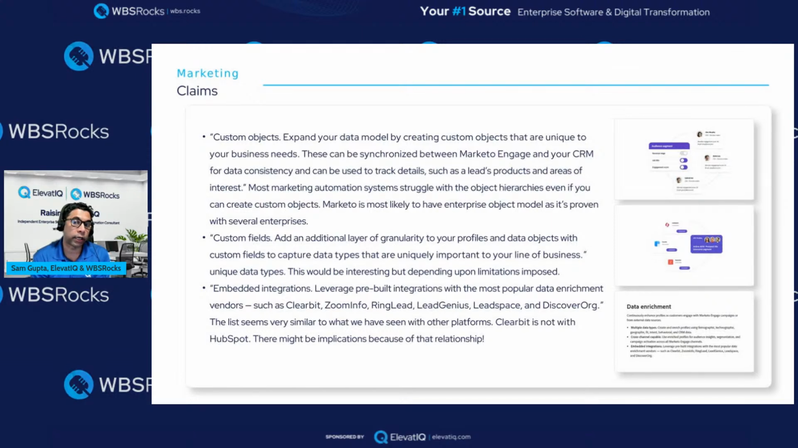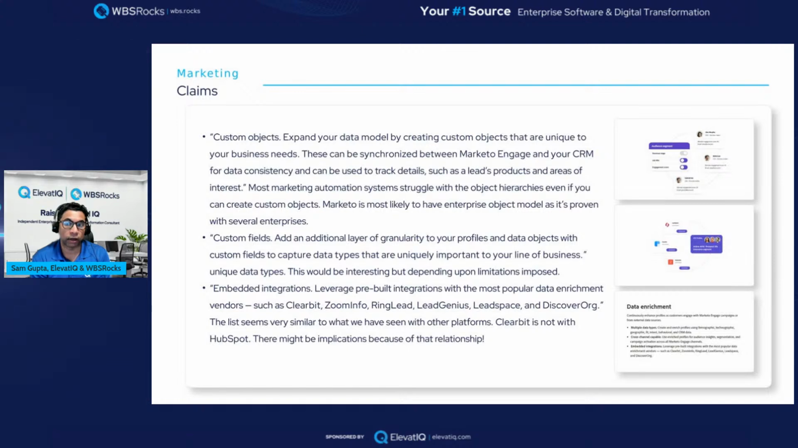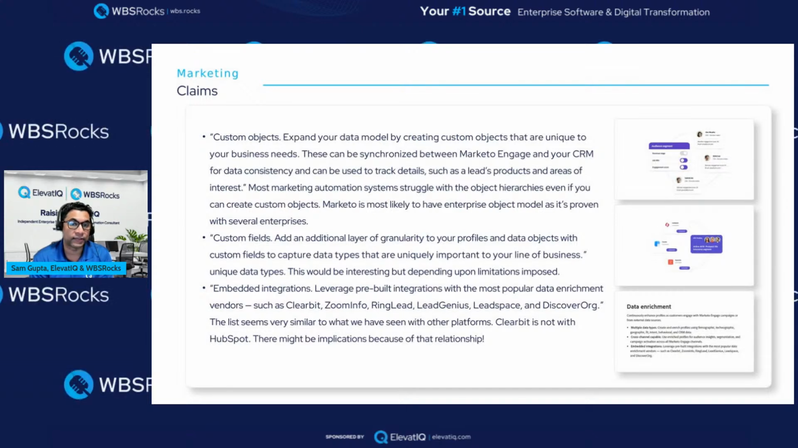Most marketing automation systems struggle with object hierarchies. Even if you can create custom objects, Marketo is most likely to have an enterprise object model, as it's proven with several enterprises. So now there are several layers in this comment.